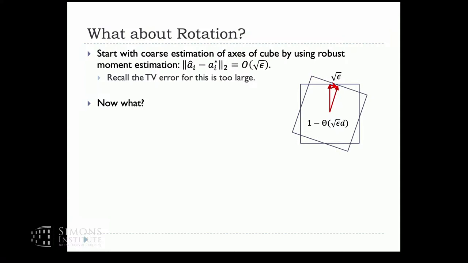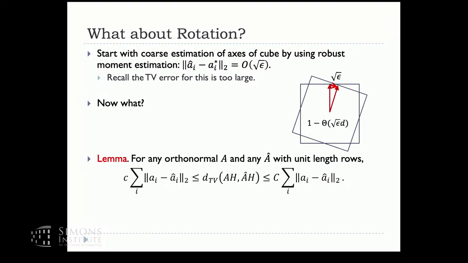So once again, we can start with a coarse estimate. That we can get by either a sum of squares program or a careful filtering, where basically the matrix A can be estimated by some matrix A hat, so that A minus A hat is small in, say, 2 norm. That means that in particular, for every column, the 2 norm error is square root epsilon. That's, of course, going to give you a huge TV distance error, but that's a starting point. It's like a warm start. All right? Now what?